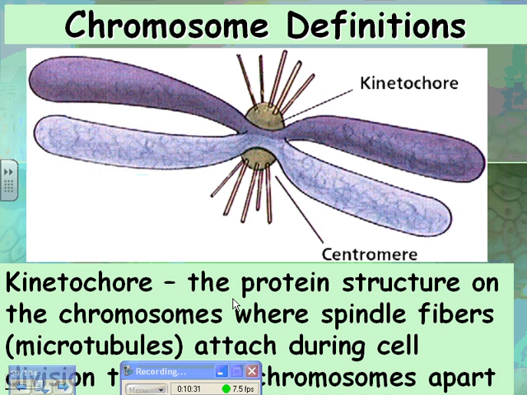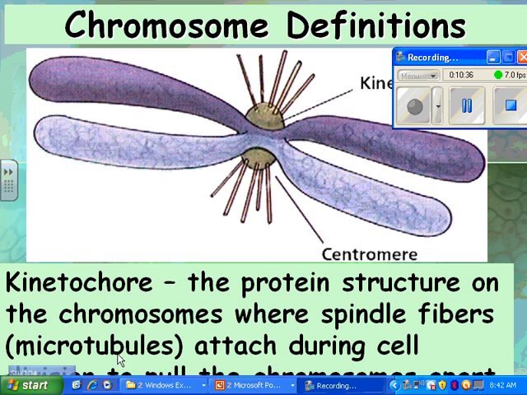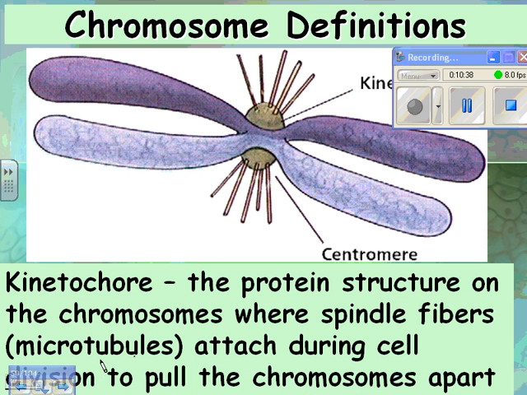Oops, here it is, kinetochore. This is a protein structure on the chromosomes where spindle fibers, or microtubules, remember the cytoskeleton, that's these things, attach during cell division to pull the chromosomes apart. So again, I use kinetochore and centromere pretty interchangeably. Centromere is the region and kinetochore is the physical protein structure.